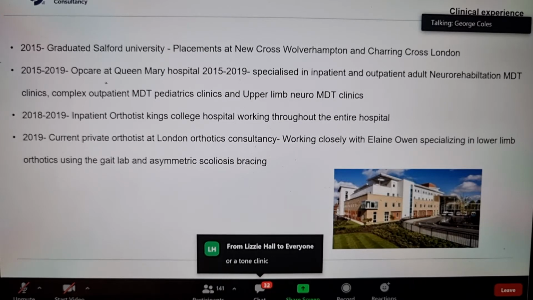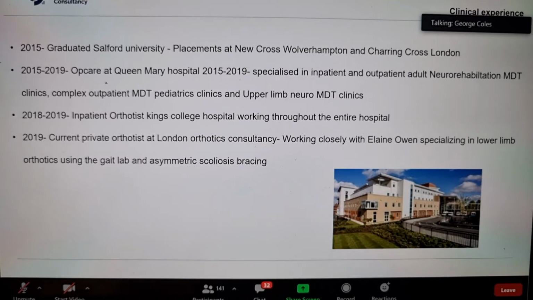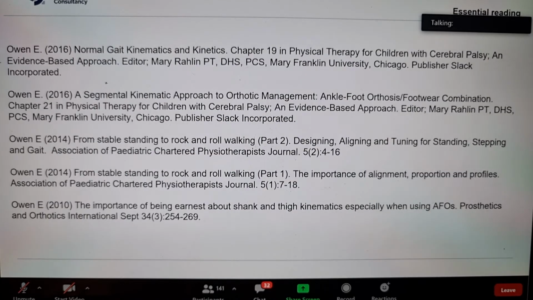I did a little bit of work at King's College, but at the moment I work as a private orthotist at LAC, London Orthotic Consultancy. And yeah, I work directly with Elaine, which has been incredible. Very hard, a very steep learning curve, but very, very interesting, very, very good.